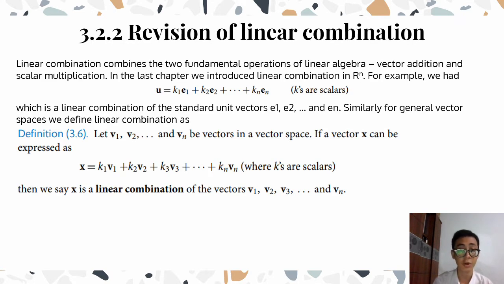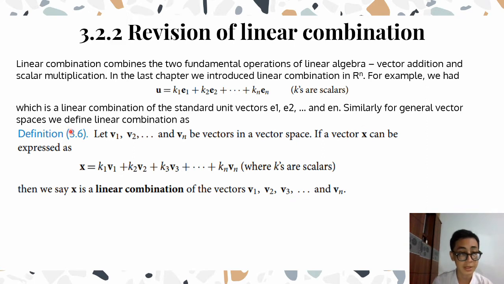Revision of linear combination. Linear combination combines the two fundamental operations of linear algebra, vector addition and scalar multiplication. In the last chapter, we introduced linear combination in Rn. For example, we had u equals k1e1 plus k2e2, and the next, which is a linear combination of the standard unit vectors e1, e2 and en.